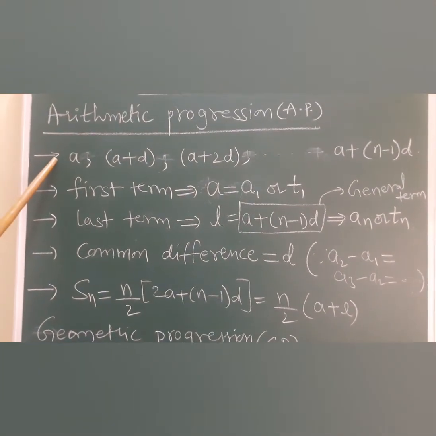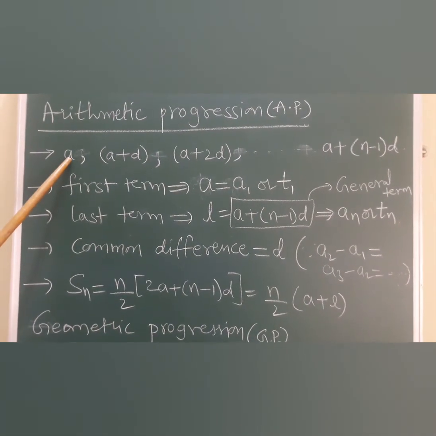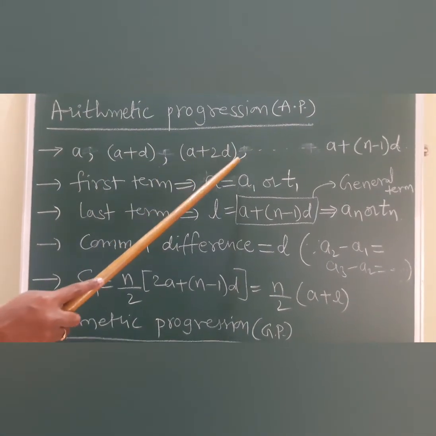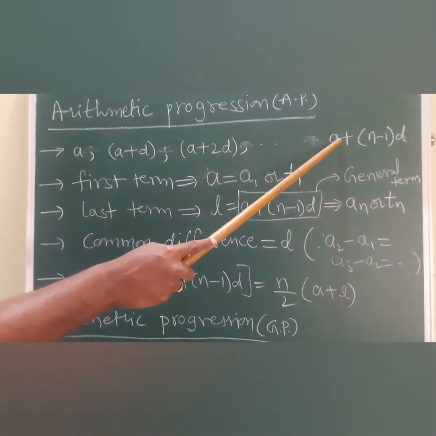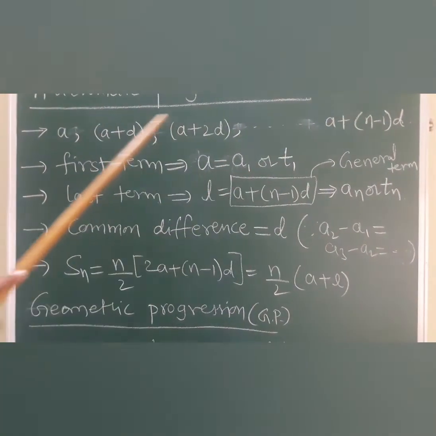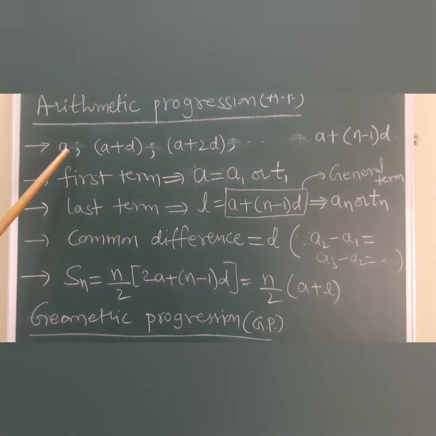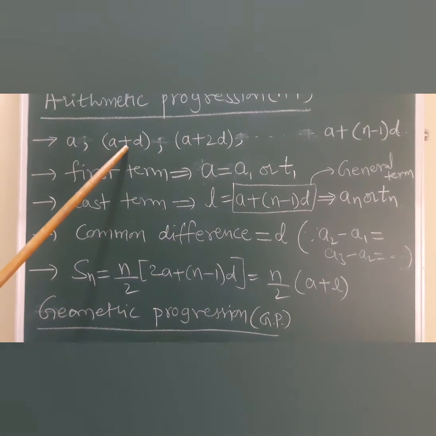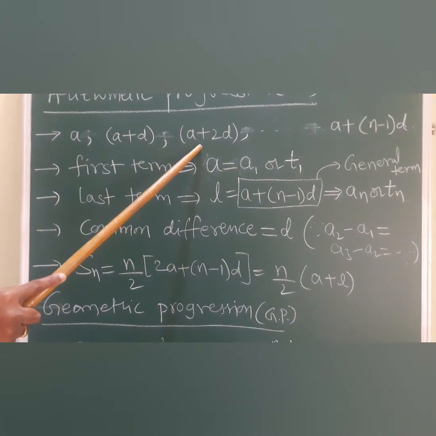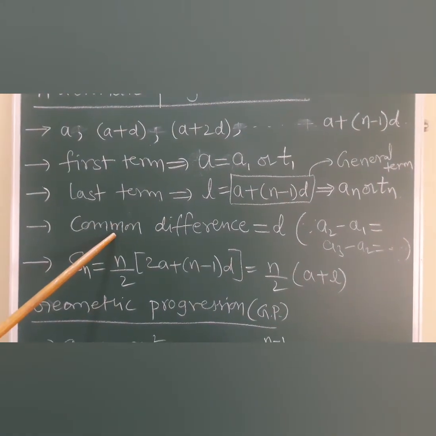Now, arithmetic progression is in the form of a, a plus d, a plus 2d, and so on, a plus n minus 1 into d. This formation is known as arithmetic progression. That means each and every term is increased by some value d. That d is called common difference.